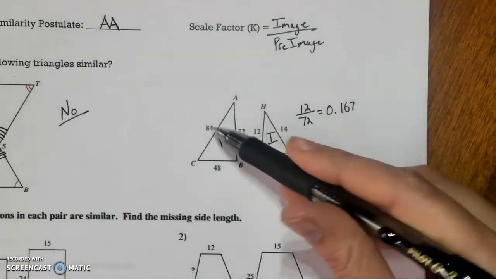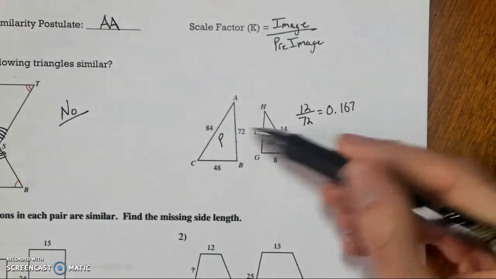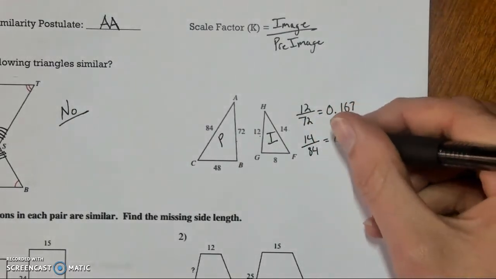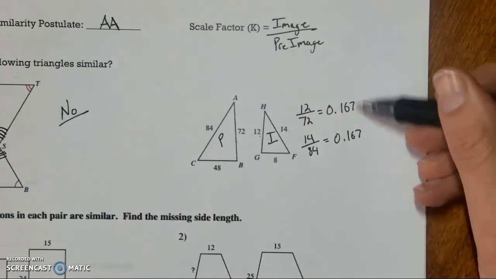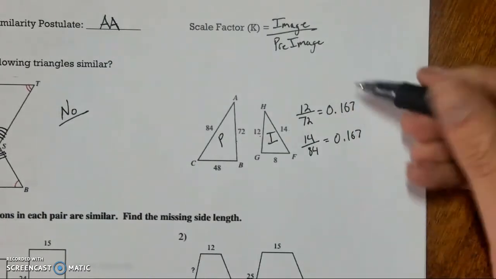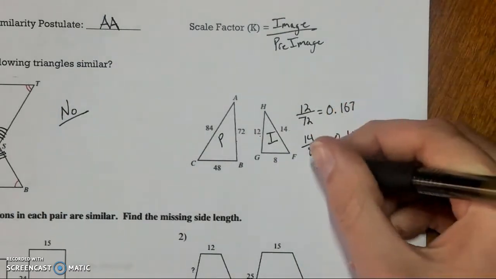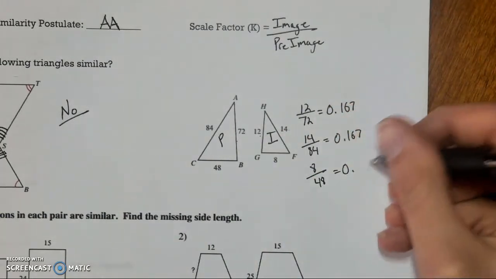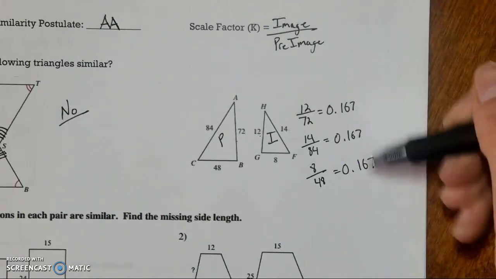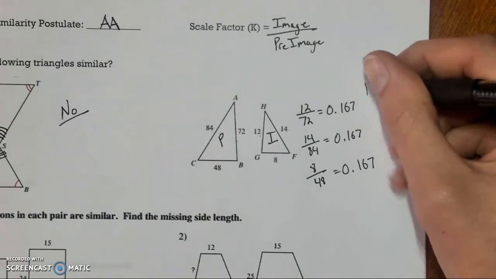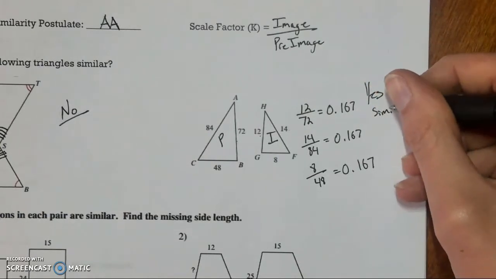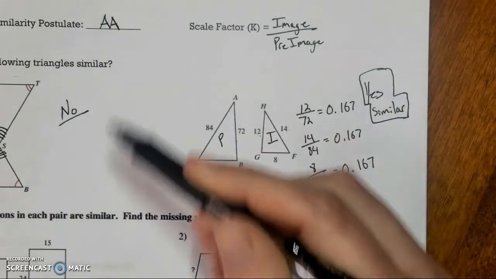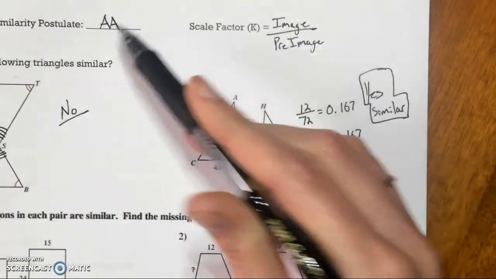Let's do the hypotenuse of these triangles. Image over pre-image, 14 over 84. 14 over 84 equals also 0.167. But I can't just stop here. I need all three sides to be proportional. So let's do the last side, and that would be 8 over 48, image over pre-image, and it is also 0.167. So all of these proportions are the same, therefore, yes, similar. So you're either showing that all of your sides are proportional or that you have angle-angle similarity.